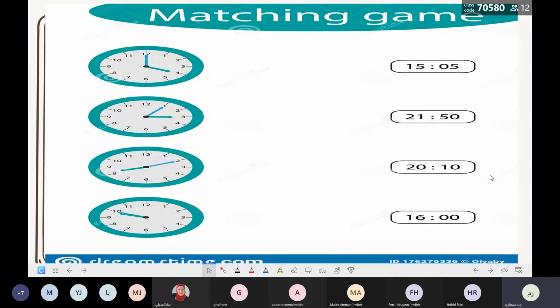Okay, the second one. 10 to 9. Be careful. I repeat. 10 to. So you go to the left part of the clock. 10 to 9. Third option. 10 to 8. It means 10 minutes to 8.